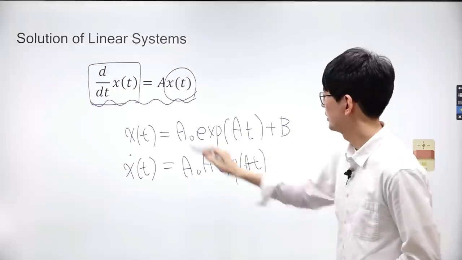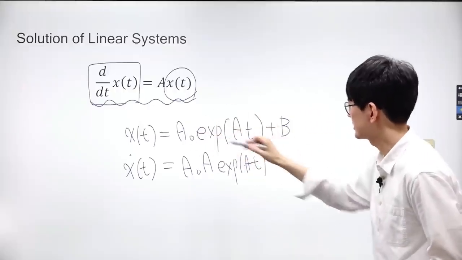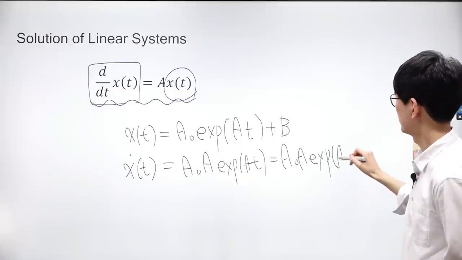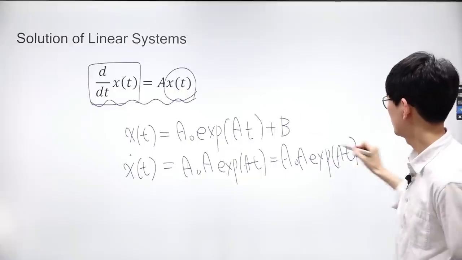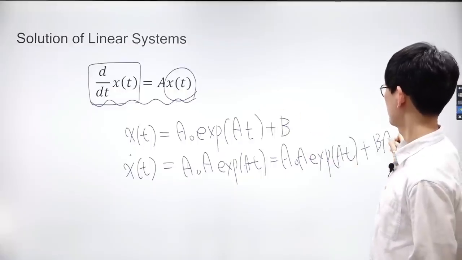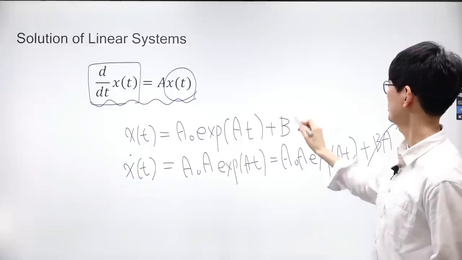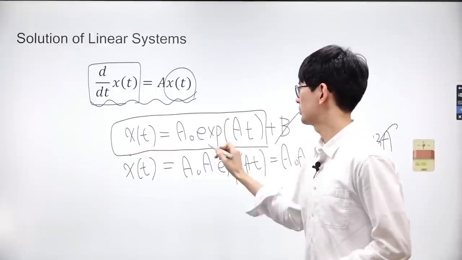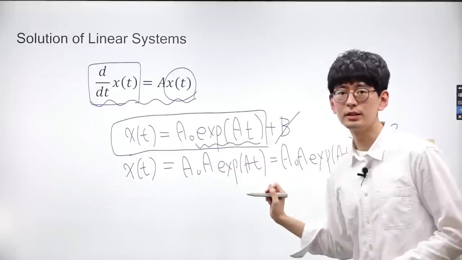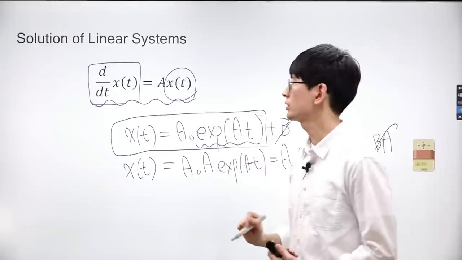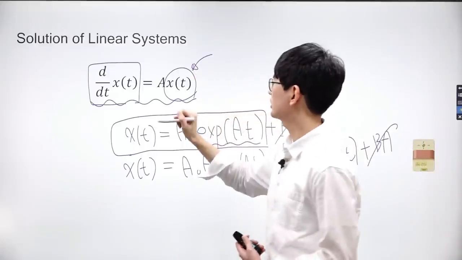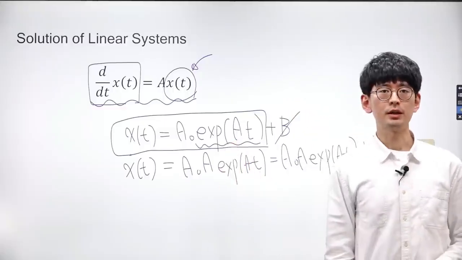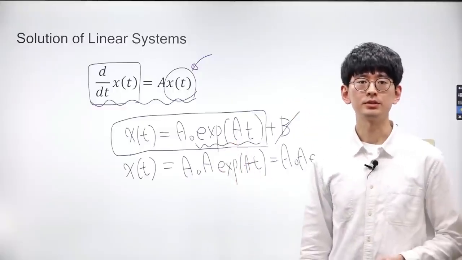If we substitute a naught times exponential of at plus b into x of t in the formula above, we get a naught times exponential of at plus bA. Thus, bA equals 0, and we can drop b in x of t. Therefore, x of t equals a naught times exponential of at. To summarize, when we want to observe changes in values over time, the solution of the linear system often involves a matrix exponential.